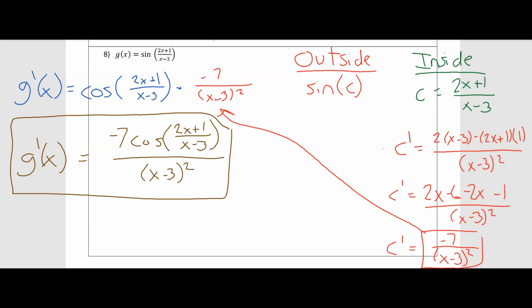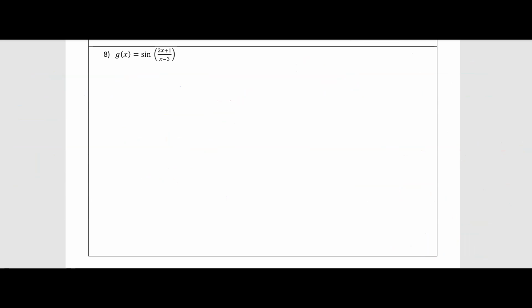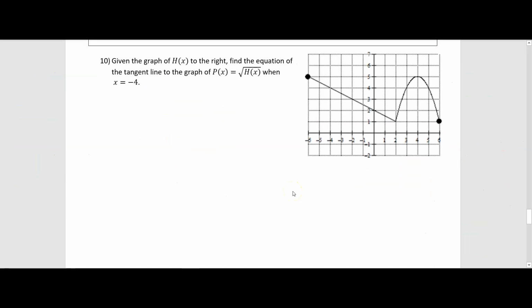Last problem for this video is going to be number 10. So a bit of a different problem. We're given a graph this time, but we still may need to apply the chain rule. It says, given the graph of h of x to the right, find the equation of the tangent line to the graph of p of x, which is equal to the square root of h of x. And we're finding the equation of the tangent line when x is equal to -4.